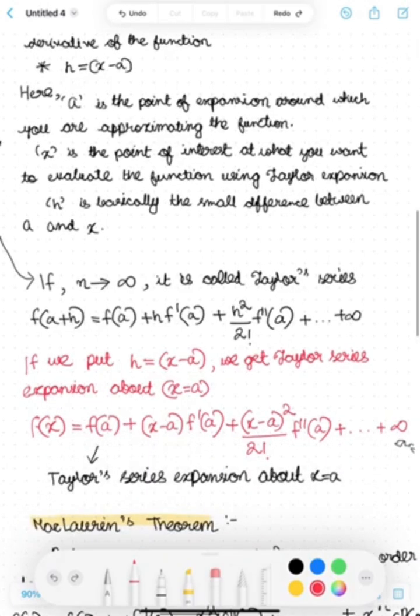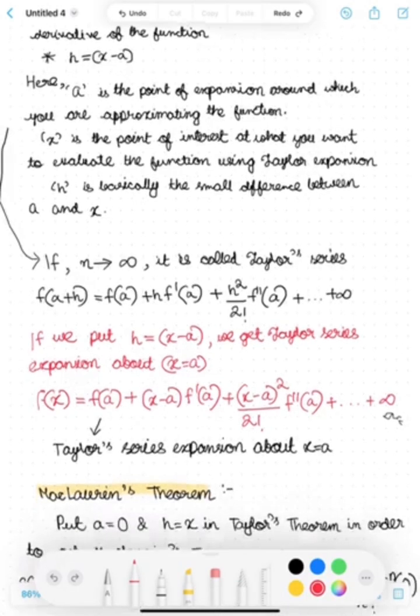Now, if we tend n to infinity, it's called the Taylor's series. The Taylor's series is an infinite series representation of a function where the function is expressed as a sum of terms based on its derivatives at a single point. The series approximates the function near a point.